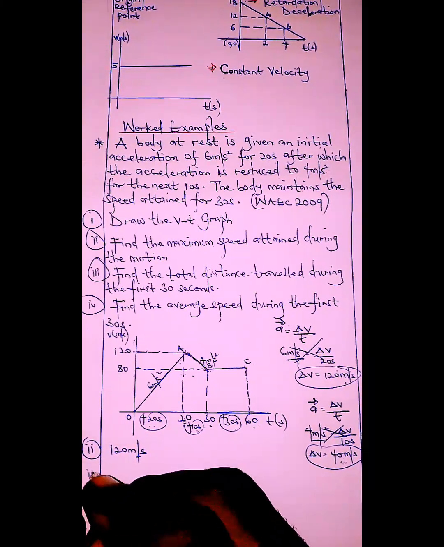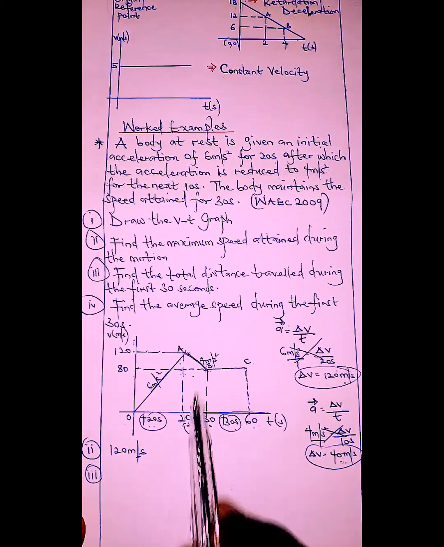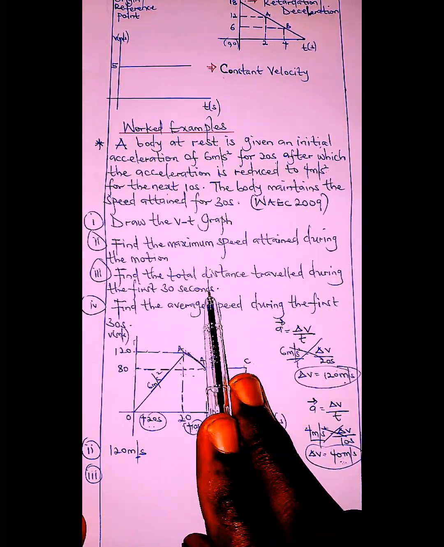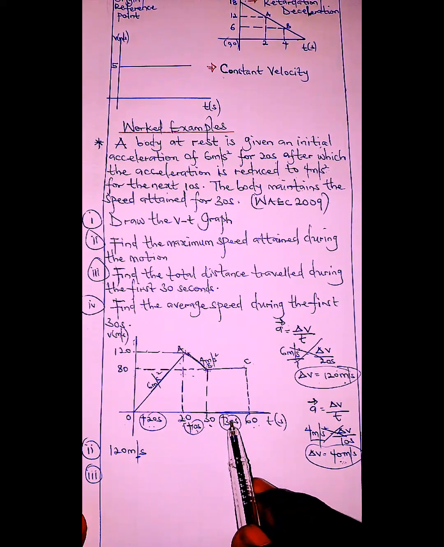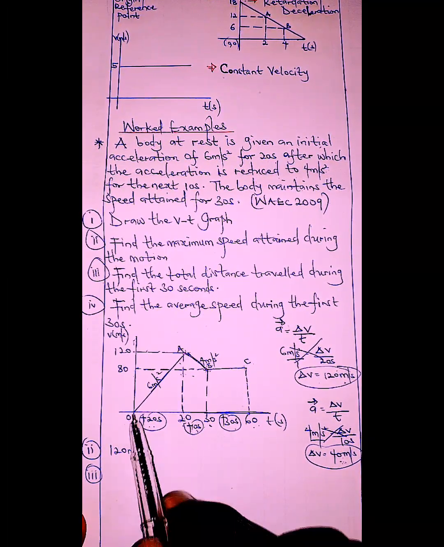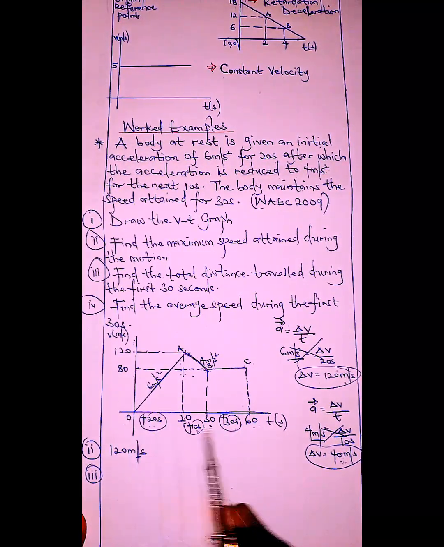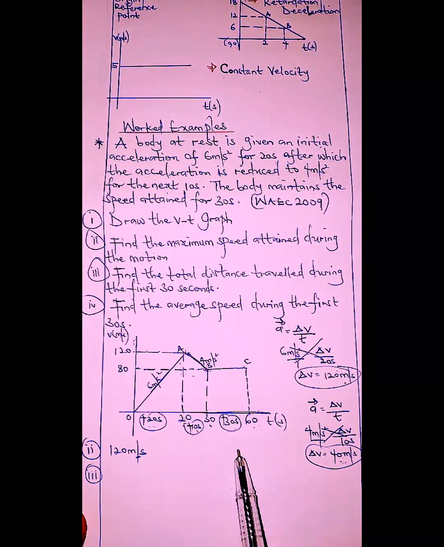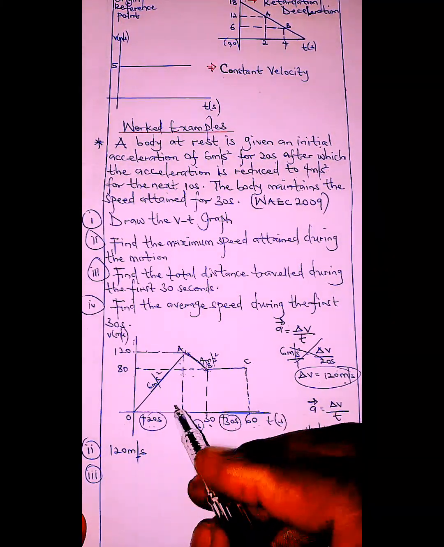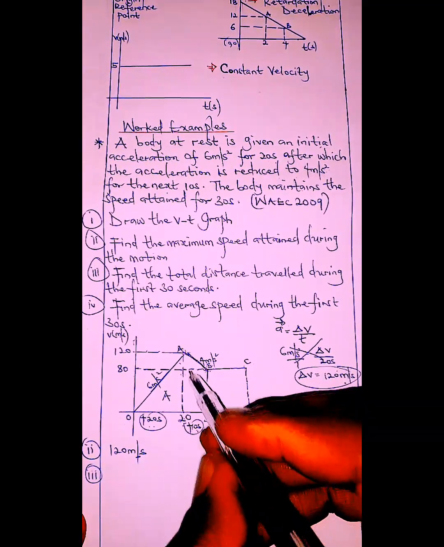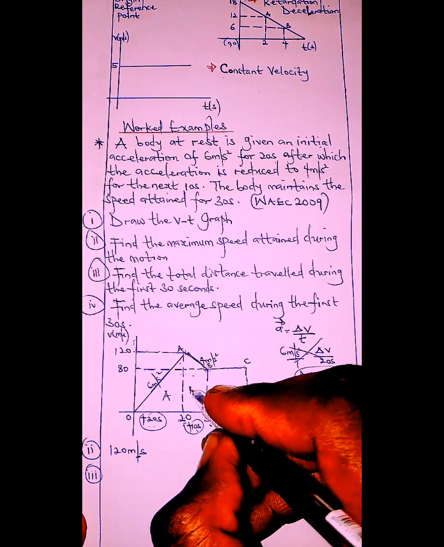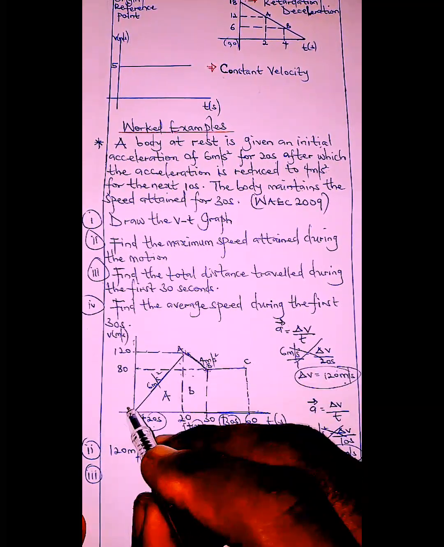So let's look at the next question. The next question is simply find the total distance traveled during the first 30 seconds. Now, don't forget that when we talk about distance traveled, we're talking about velocity on the y-axis and time on the x-axis. For us to get the total distance traveled, as you can see, we have two beautiful shapes here. The first shape is a triangle. The next shape is another small triangle attached to a rectangle, so this is a trapezium, while this is a triangle.